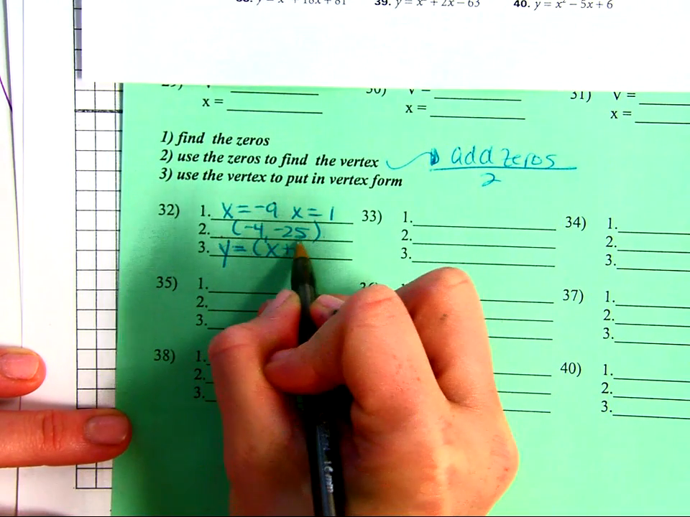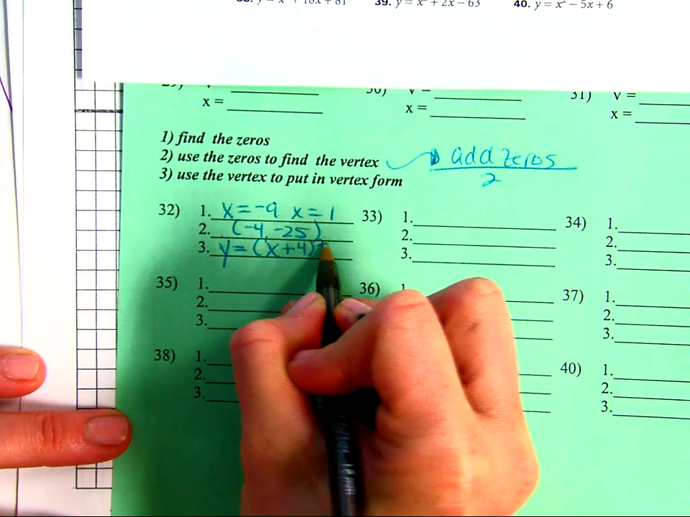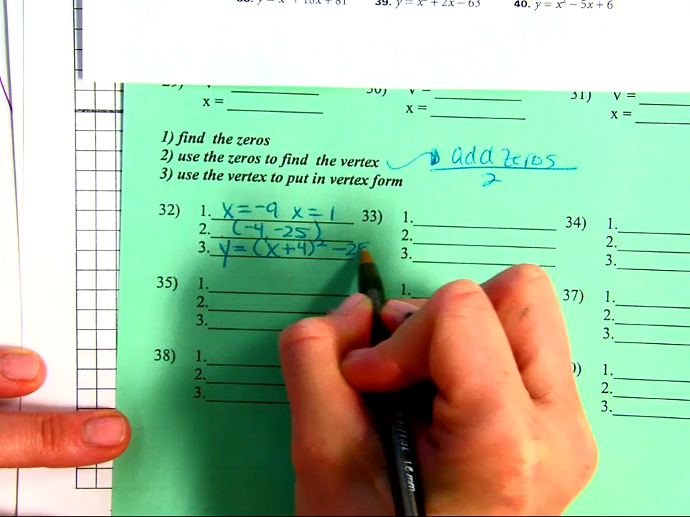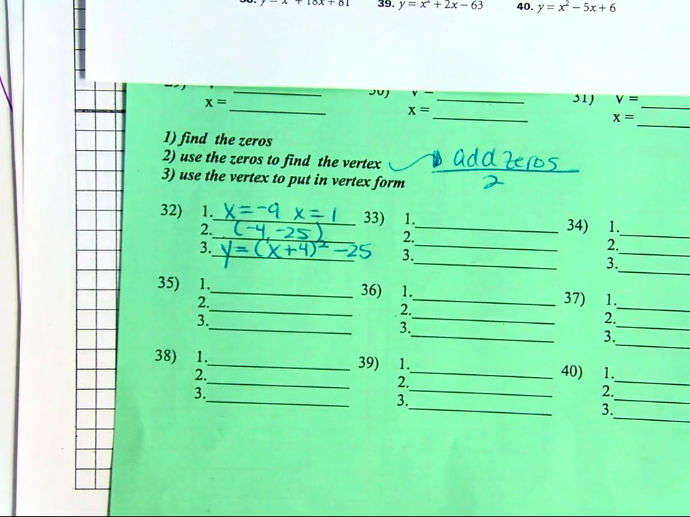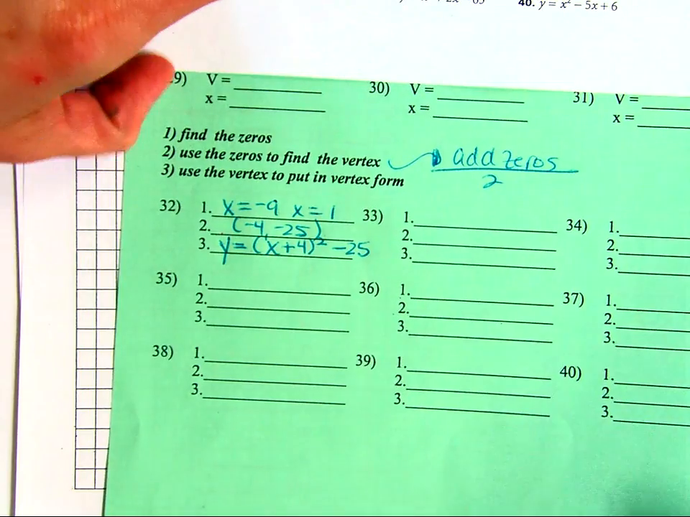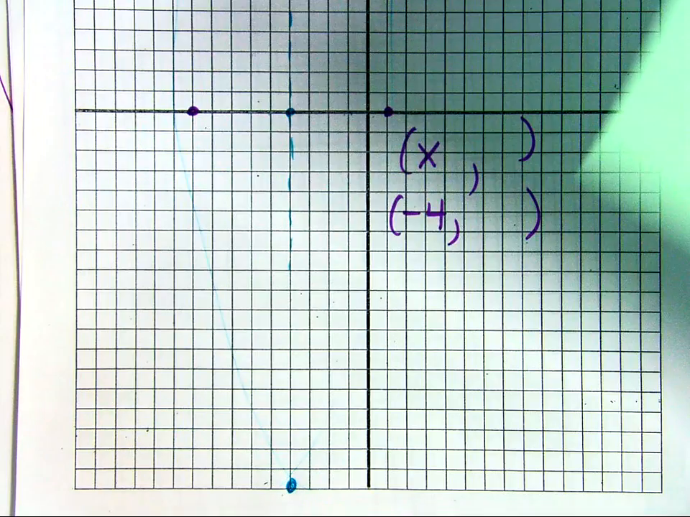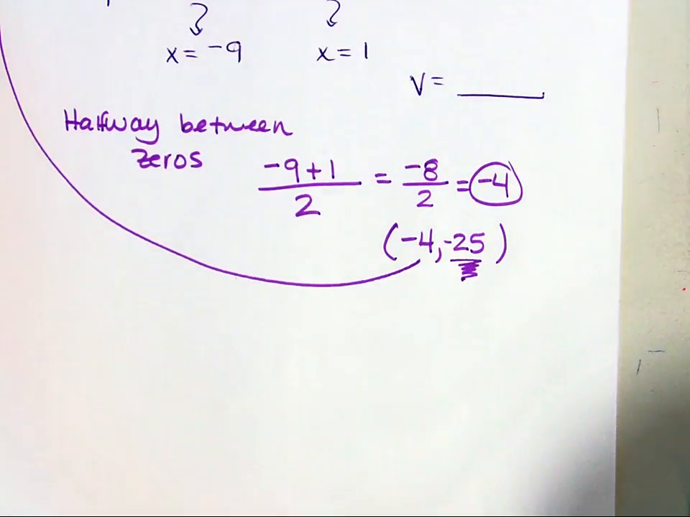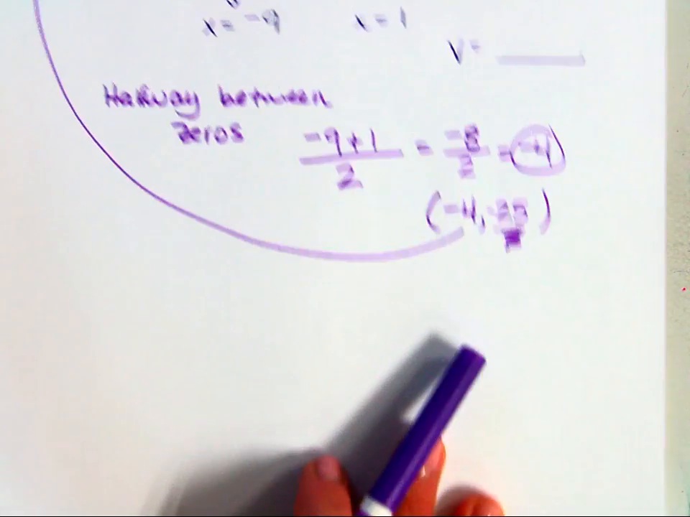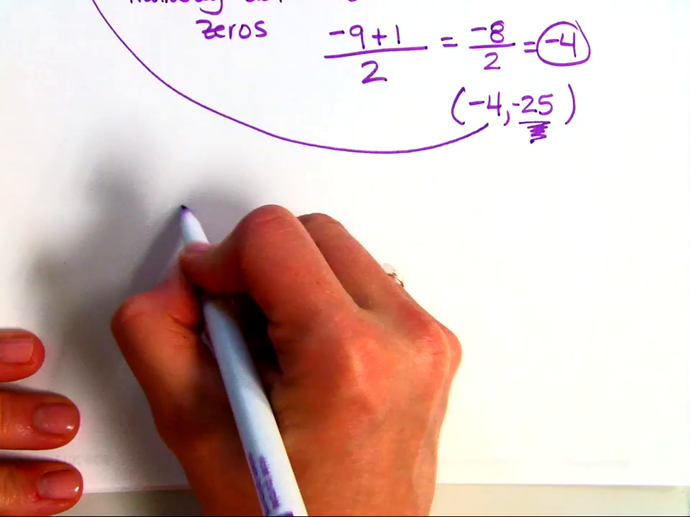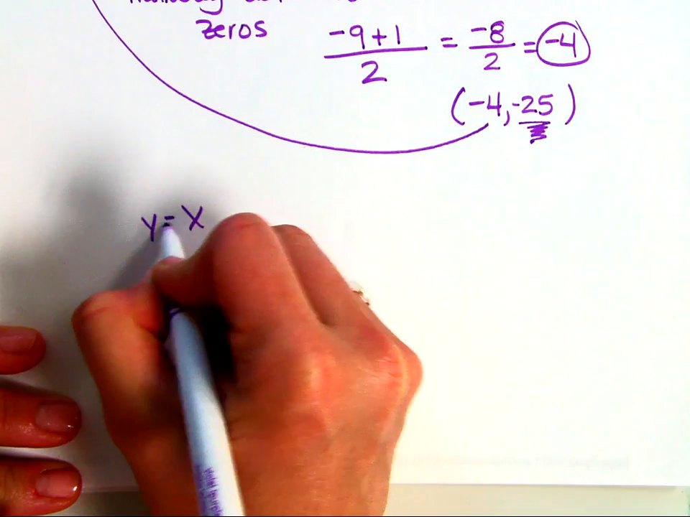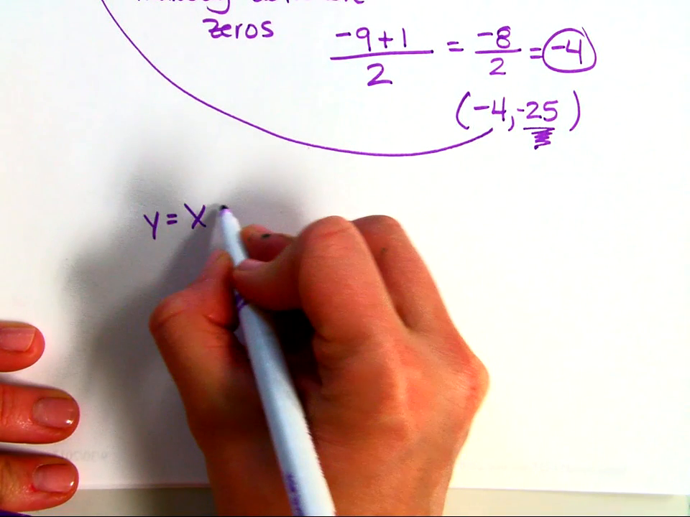Use the vertex to now complete the process and put it in vertex form, which means y is equal to (x, if that's negative, what should I put here?) plus 4 squared minus 25. Whew. It's a lot. And I wish I would have had a second day to do this with you, but I wanted to get it all to you so you had all hour tomorrow to work.